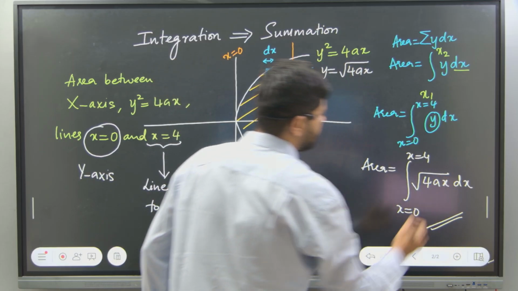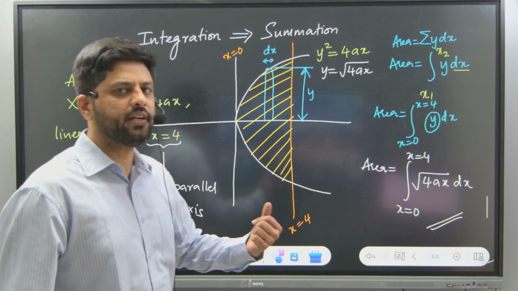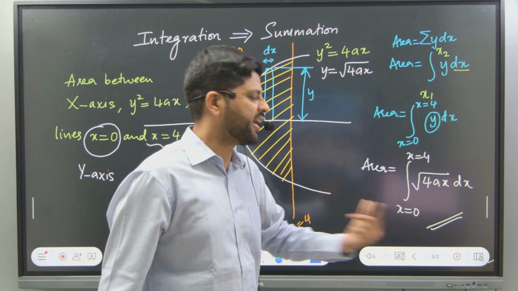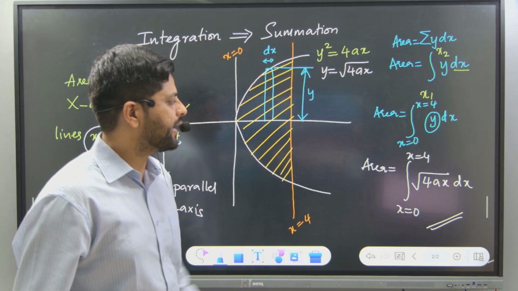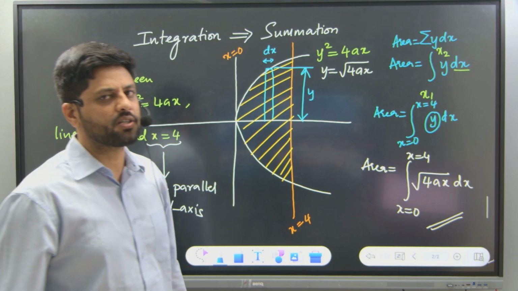I think this integration you can do, right? 4a is a constant, it will come out. You just have to integrate root x and then apply the lower limit and the upper limit. This is what we are doing.